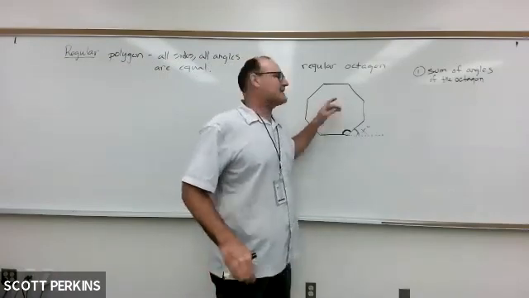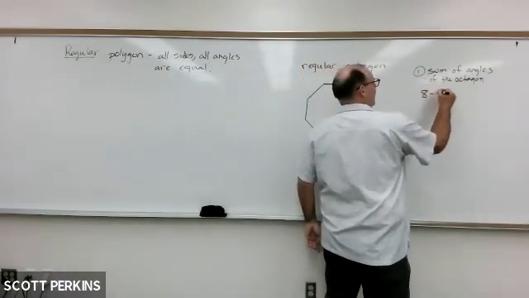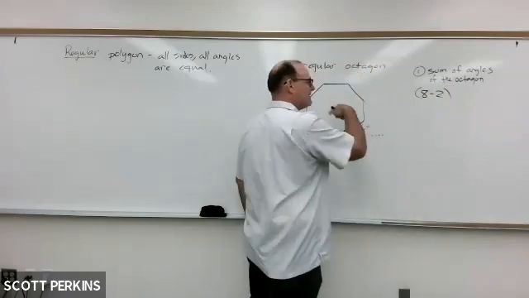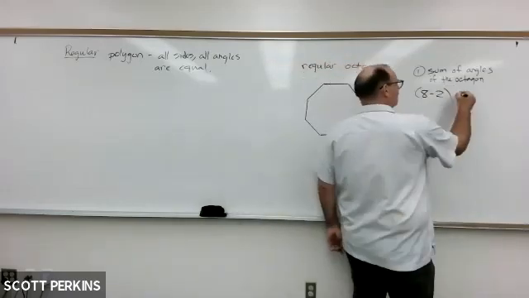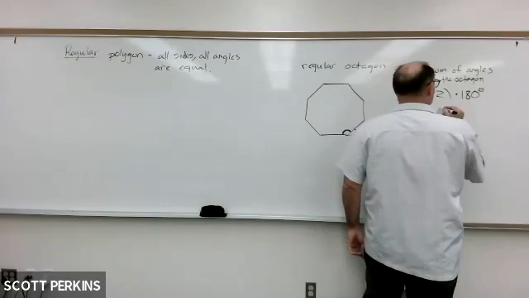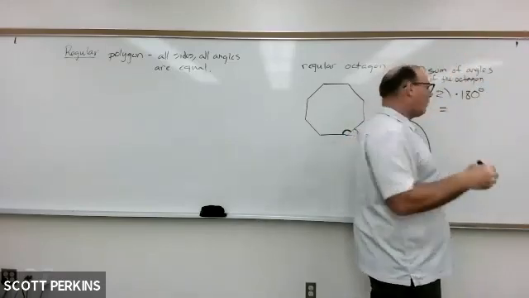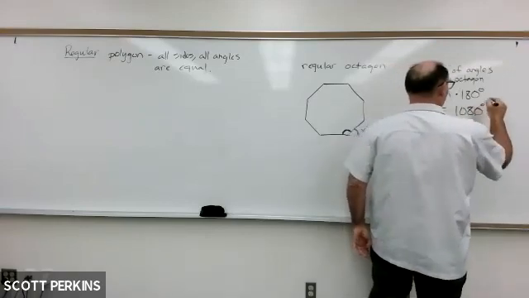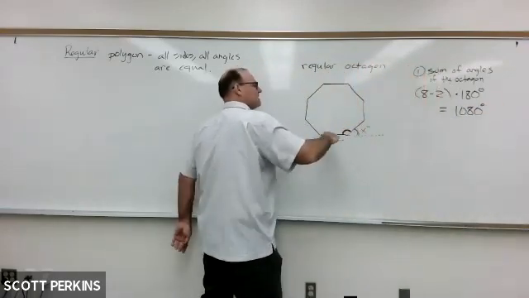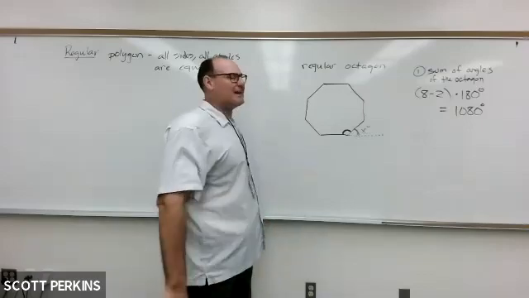So since I've got 8 sides, the sum is 8 minus 2, because that means I could divide this up into 6 triangles. Each of them has 180 degrees. And what did you say that was? 1080? Okay, great. So that means the sum of all these angles is 1080 degrees.